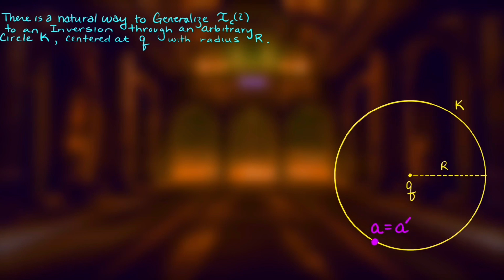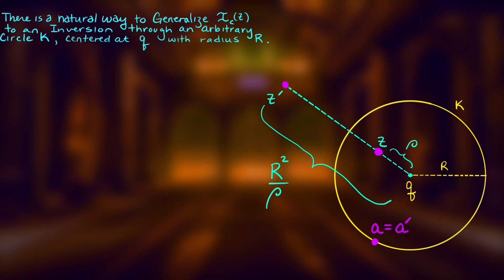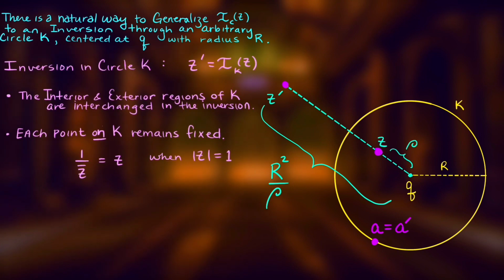There is a natural way to generalize geometric inversion for an arbitrary circle of inversion K, with radius capital R centered at Q. If we call this inversion capital I sub K of Z, which is equal to Z prime, being the inversion of Z, then it will exchange the interior and exterior of circle K, and each point on K will be fixed. Now, this is an example of geometric inversion, and what we're going to need to explore is the effect of orientation change under a reflection in a circle, under circle inversion, in the complex plane.